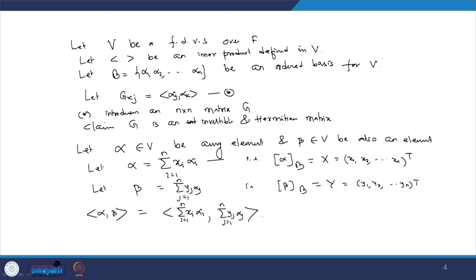Not to confuse with the i as the square root of minus 1, I can rewrite this as sigma x_k alpha_k, k equal to 1 to n, and this is your y_j alpha_j, j equal to 1 to n. So, this implies that the inner product of alpha and beta equals sigma over k and j from 1 to n, and I can write the inner product of alpha beta like this.